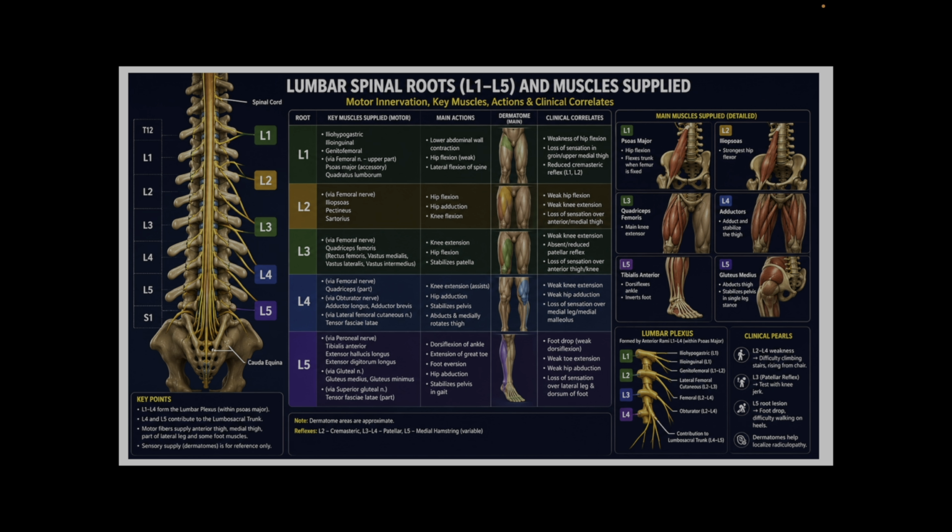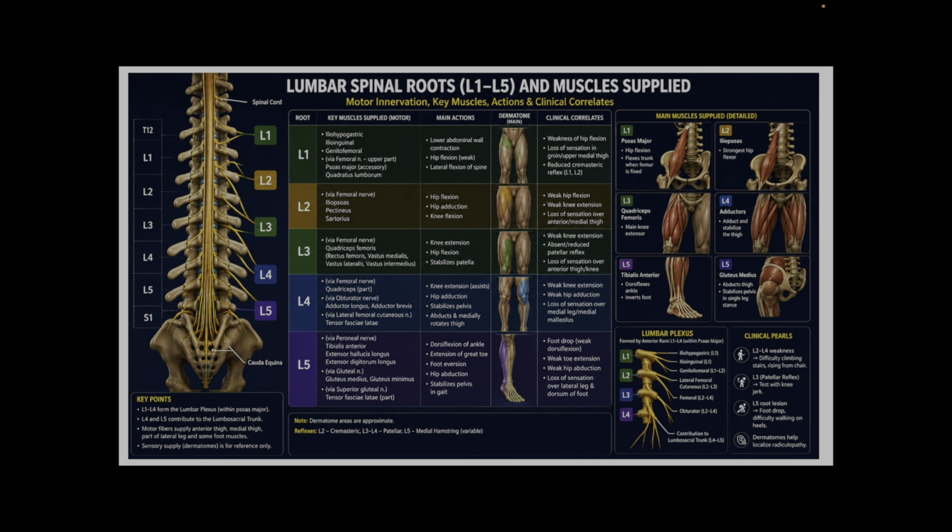The L4 nerve root contributes to quadriceps, adductor longus, adductor brevis, and tensor fasciae latae. So L4: quadriceps, adductor longus, adductor brevis, and tensor fasciae latae. Its actions include knee extension and hip adduction, with something extra: pelvic stabilization and medial rotation of the thigh. The L4 dermatome extends along the medial leg to the medial malleolus.